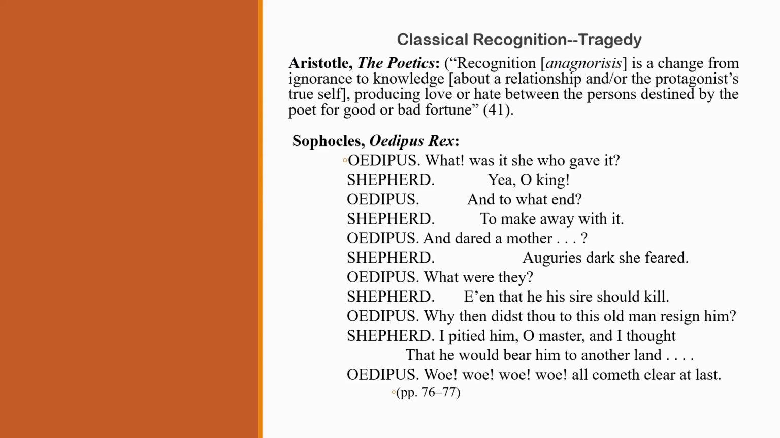And that takes us to Aristotle, who says that recognition is a change from ignorance to knowledge, that is, knowledge about a relationship or about the protagonist's true self. And this recognition, this change from ignorance to knowledge, produces love or hate between the persons destined by the poet. That's you tonight. You're all the poets for good or bad fortune.